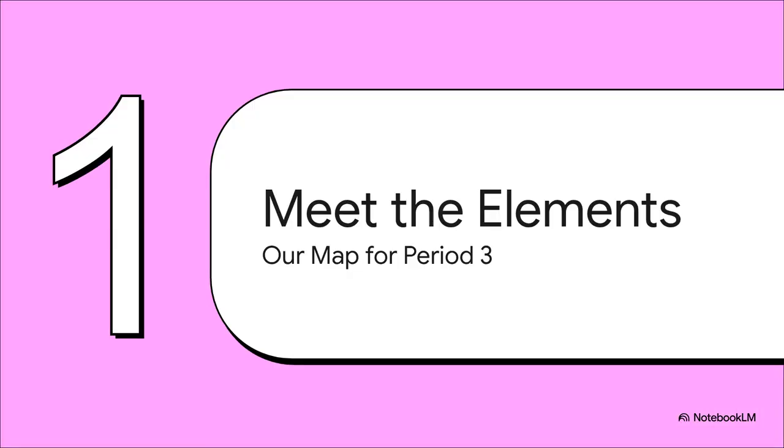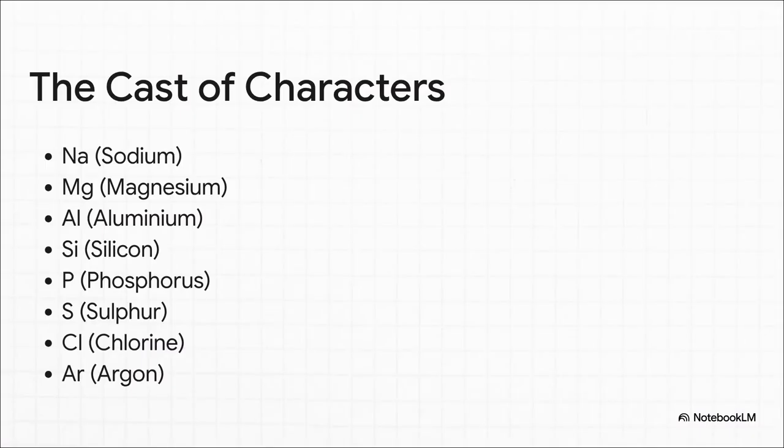All right, so let's meet our cast of characters for today's journey. These are the 8 elements that make up that third row of the periodic table, and we're going to travel from left to right. All right, here they are. We've got sodium, magnesium, and aluminum. Then comes silicon, phosphorus, sulfur, chlorine, and we finish with argon.